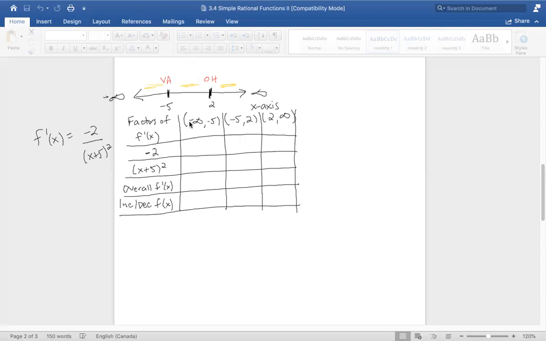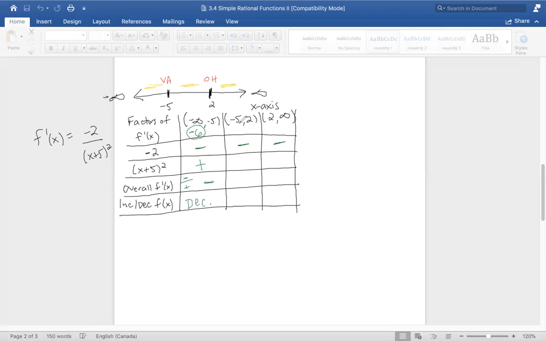From -infinity to -5, I need a value that's smaller than -5. So let's say I choose -6. The -2 is just going to be negative all the way along, and it's just a constant, right? So that makes it easy. If I plug -6 into the bracket and add 5, -1 squared brings me to a positive. This is a quotient, a negative divided by a positive, which gives me a negative, which means I'm decreasing along this part of my function.